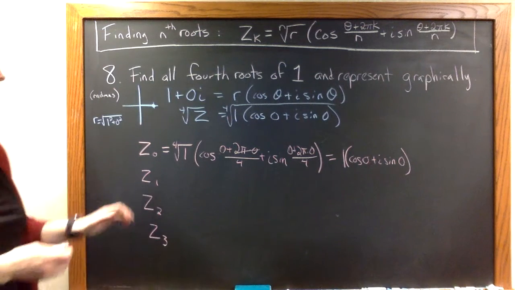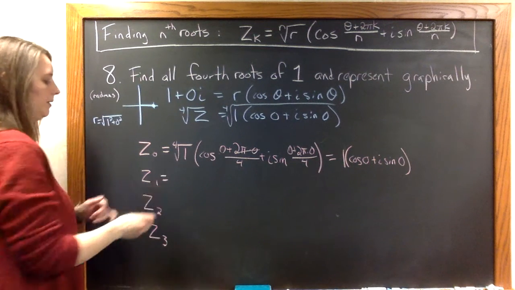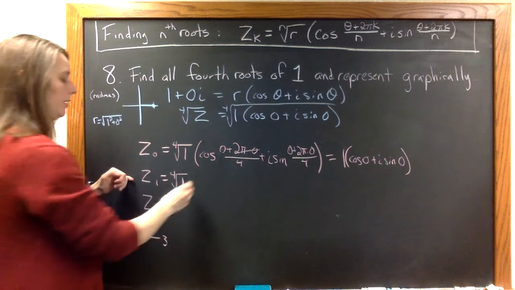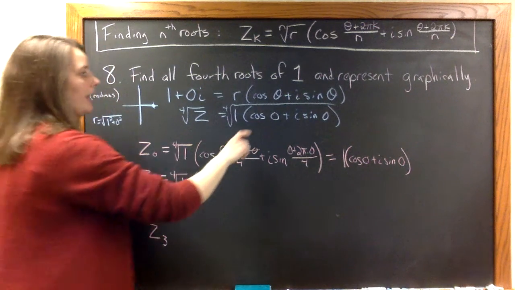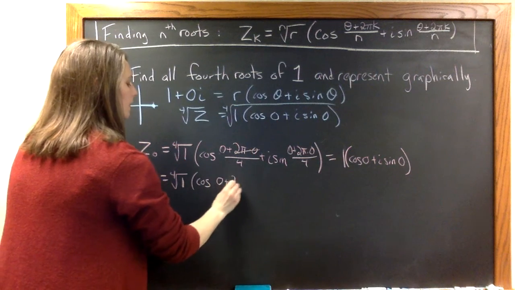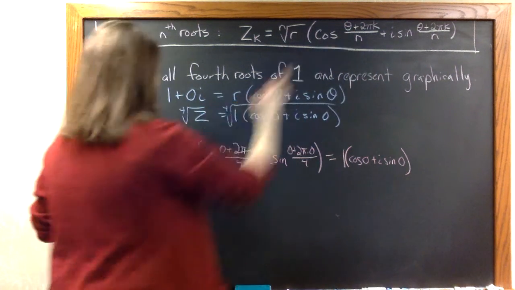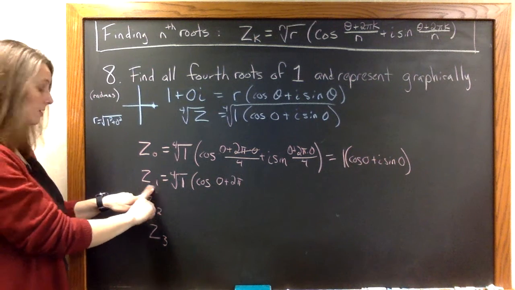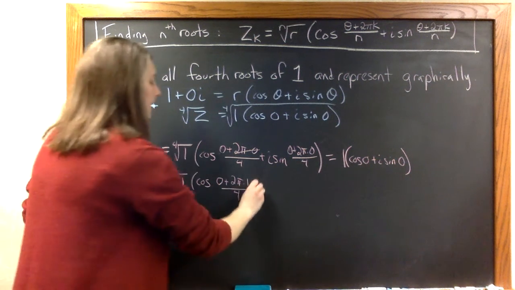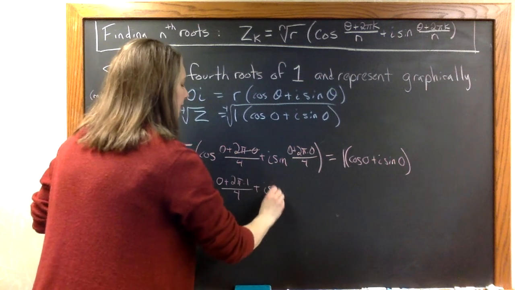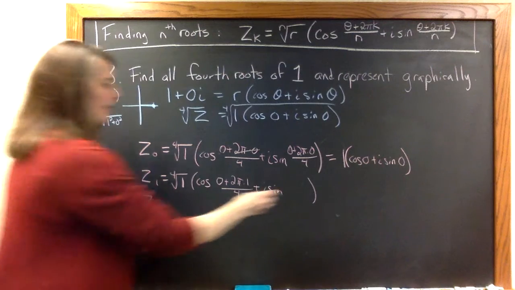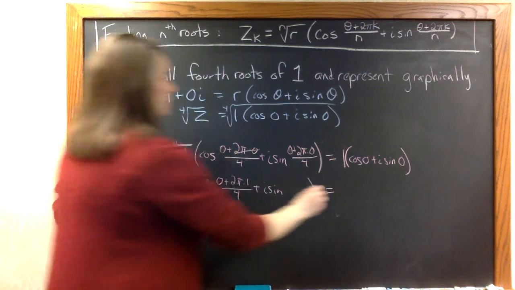All right, let's take a look at z1. Again, we're using that formula. So it's the fourth root of r, which is 1. And then cosine of theta. Theta is 0 in this problem, plus 2 pi k. We're on solution z1, so k is 1, divided by n. Now, what I often do is I leave that blank because it's going to be the same thing and it just saves me some writing time. So this is going to be 1.